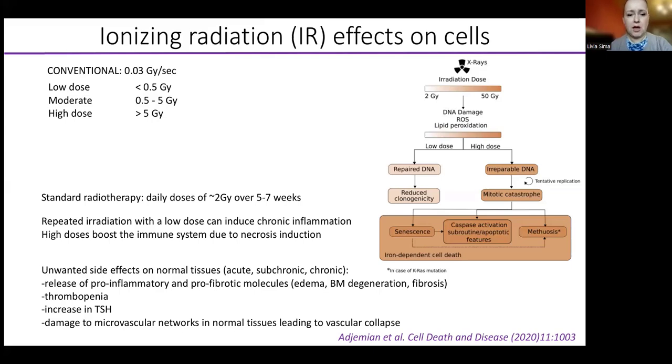So conventionally, there are therapies that use 2 grays over a period of 5 to 7 weeks to treat patients. And this therapy also has some unwanted side effects. It produces fibrosis, it produces vascular collapse, and the patient's quality of life suffers a significant dropping.